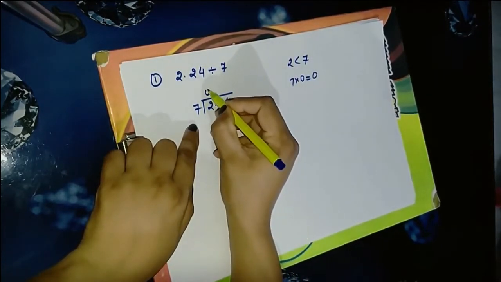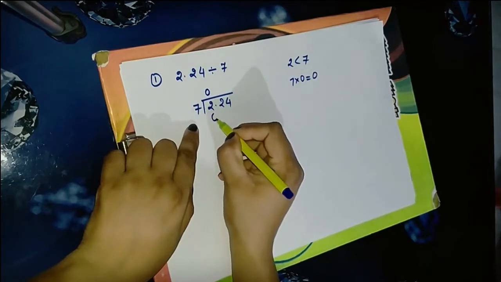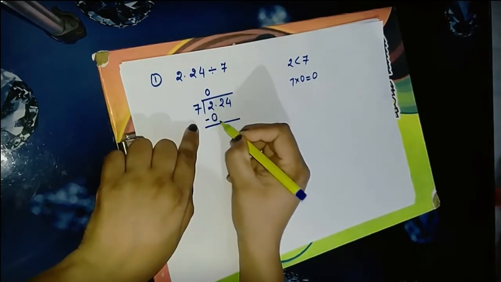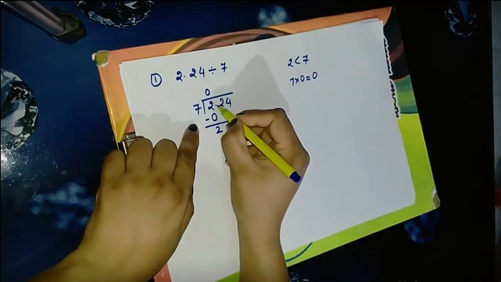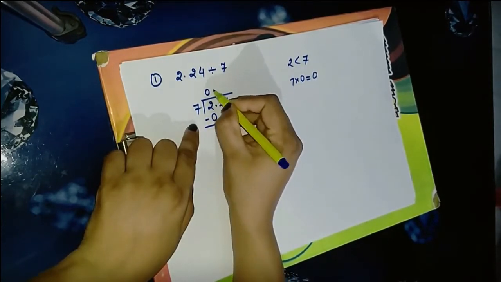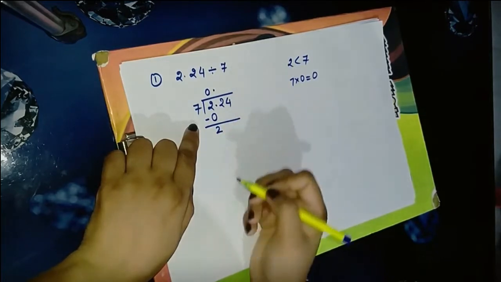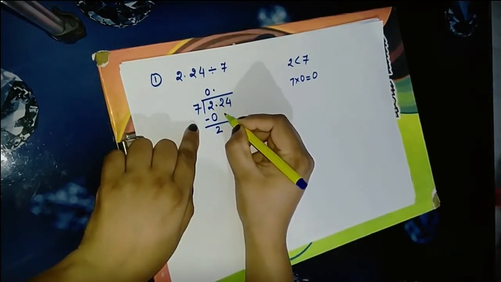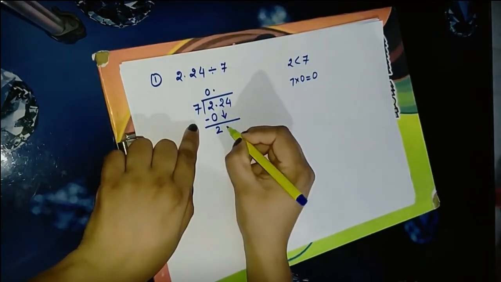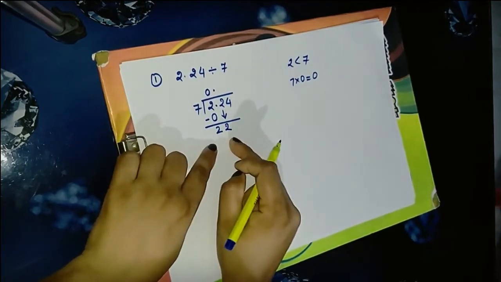So here I need to write 0. So 0 times 7 is 0. 2 minus 0 is 2. Now next we observe the decimal point. We need to copy the decimal point according to its position, just like this. Next we need to copy this number, that is 2. Now the number is 22.